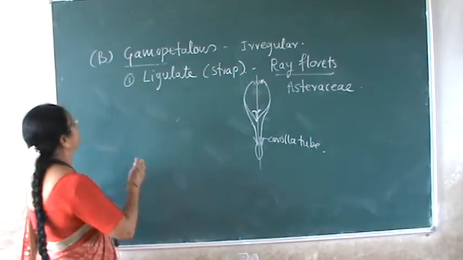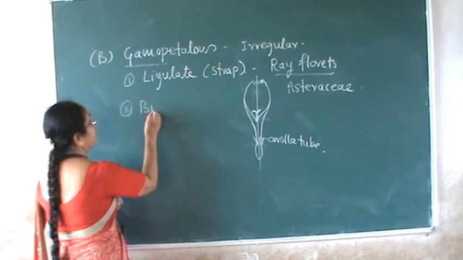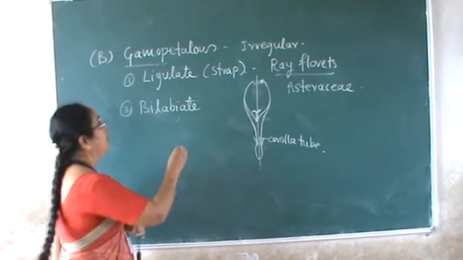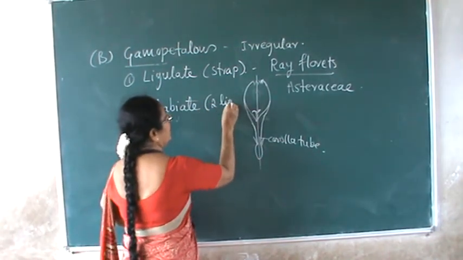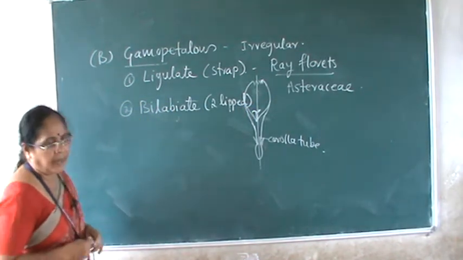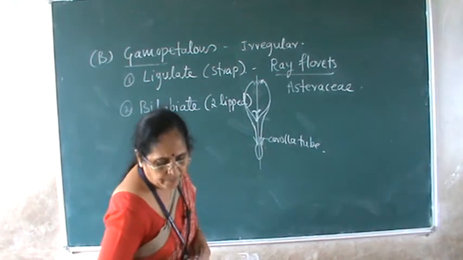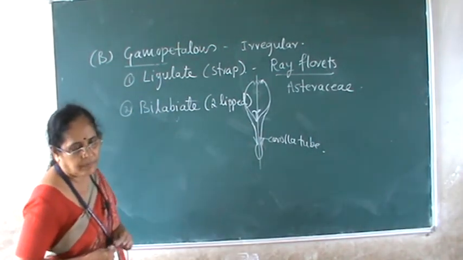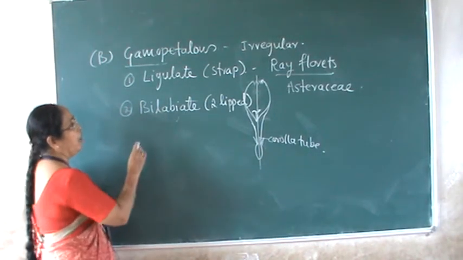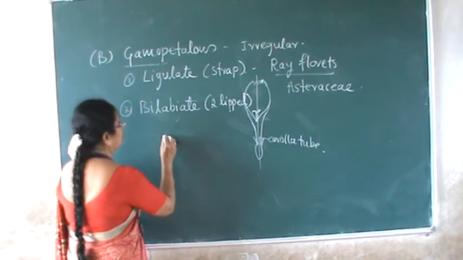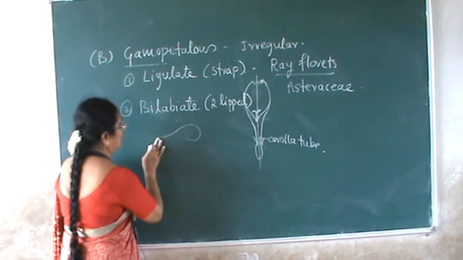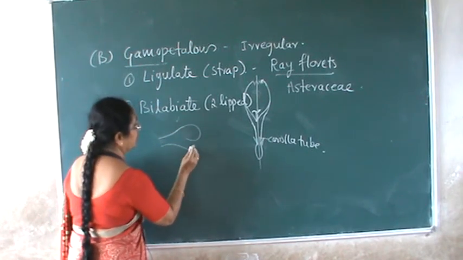Then the next is called as bilabiate or two-lipped corolla. Okay, bilabiate or two-lipped corolla. Here, in case of bilabiate corolla, the corolla is two-lipped, made up of 5 petals, out of which 2 petals are fused to form the upper lip and 3 petals are fused to form the lower lip.